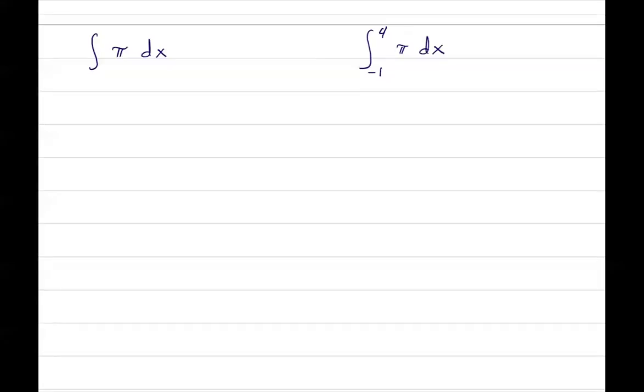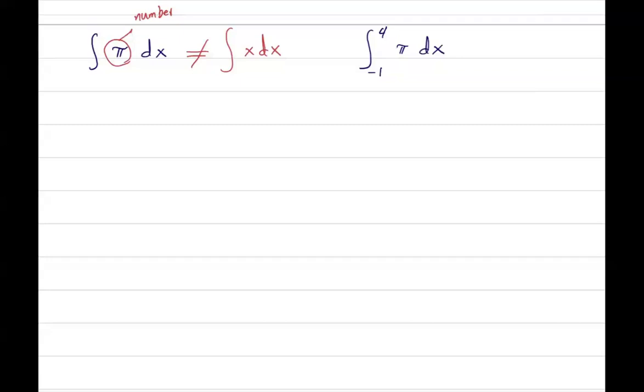We want to calculate these two integrals, the integral of pi dx and the definite integral from -1 to 4 of pi dx. So when it comes to the integral of pi dx, pi is a number. It's not a variable. It is different from the integral of x dx. So please pay attention here.